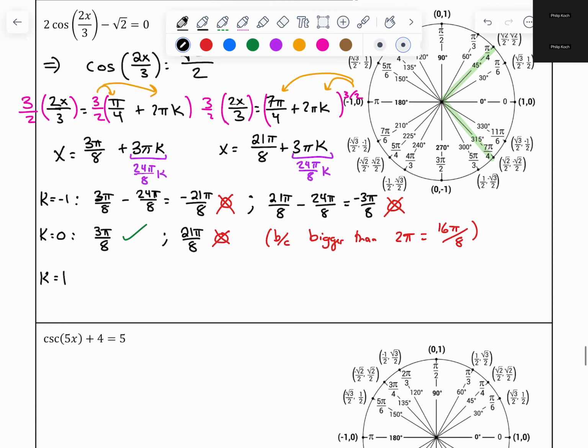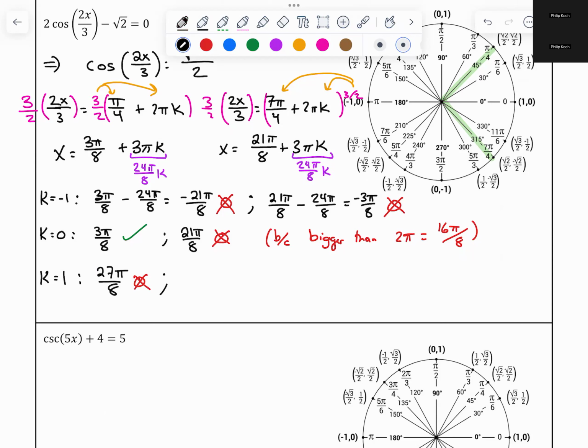But either way, you'll get 27 pi over 8 because it's going to be 24 plus 3 pi over 8. And that's going to be 27 pi over 8. That's not going to be there. And then we already knew it, but let's still do it again. That'll give me 45 pi over 8. That's also out. So there was only one solution.